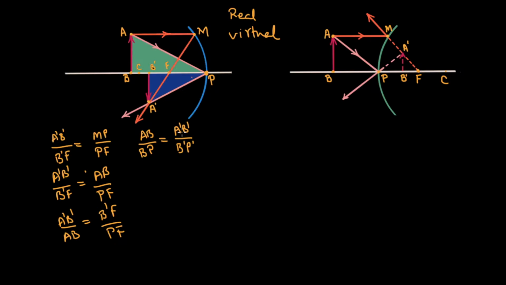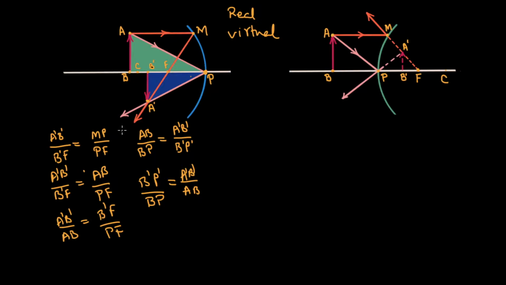And from the other triangles, A prime B prime divided by AB is equal to B prime P divided by BP. So we have two expressions for A prime B prime divided by AB from the two sets of similar triangles. So this quantity must be equal to that quantity, and we can write B prime F by PF equals B prime P divided by BP.